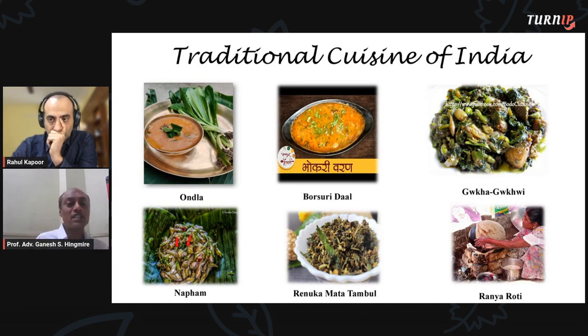So Ranya Rote is what I have worked on from Yavatmal. Then Renuka Mata Tambol is a pan from the Nanded district where we work. In Sanskrit it is called Trayodashi Vida. You can eat it, and you basically get good energy and it helps the digestive system. Nafam is another product I have worked on. It is a fermented fish, and it's a unique product.